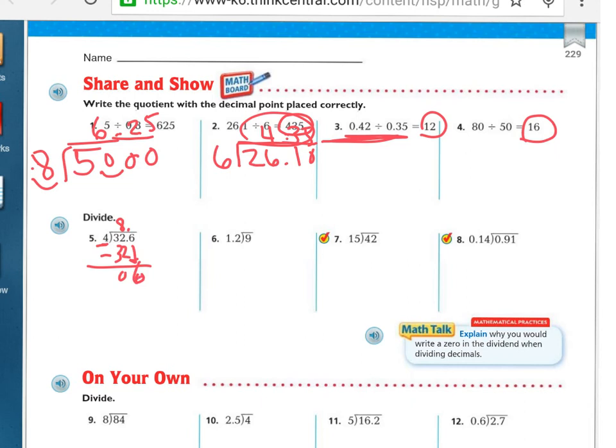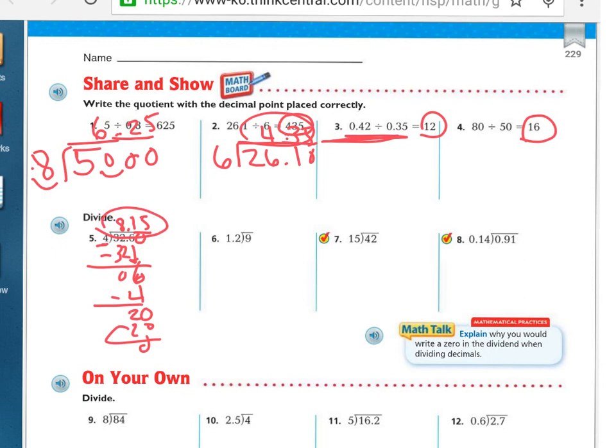4 goes into 6 one time, right? 1 times 4 is 4. I subtract, I get a 2, but I can't do remainders. So I'm going to add a 0, right? And then I'm going to bring down my 0, and 4 goes into 20 5 times, and it goes in evenly. So my answer is going to be 8 and 15/100ths.